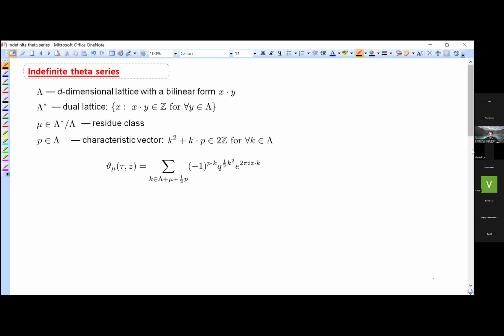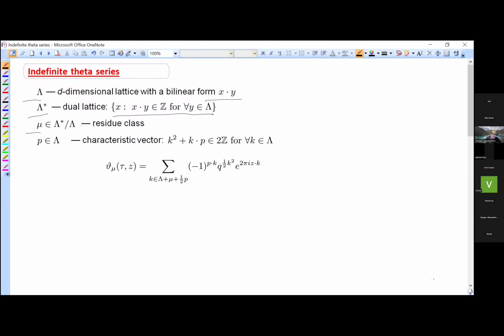Actually, these theta series can be seen as maybe one of the most canonical examples of all those modular objects which we had before. So let me introduce these theta series. Let's consider some d-dimensional lattice equipped with some bilinear form. We will also have a dual lattice defined like this. And we will also need the so-called residue class, which is an element of this factor lattice.